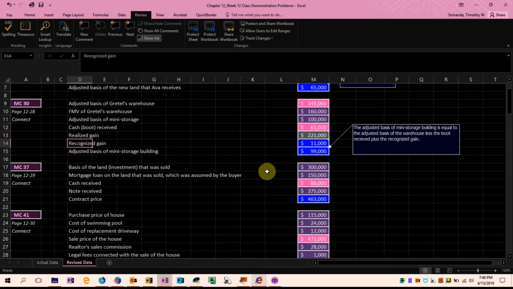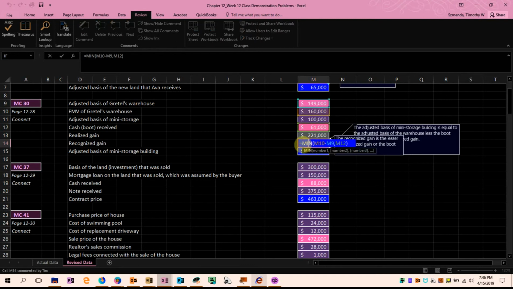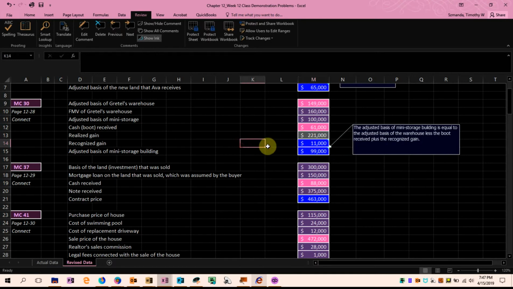So one of the first things I calculated then is, what is that gain recognition? And the gain recognition then will be the minimum of the gain on the transaction and the boot received. So we're going to compare $61,000 to the difference between $149,000 and $160,000. And the lesser of the two then is $11,000. So she will be taxed on $11,000. Again, the lesser of the gain or the boot received. In this case, the gain is less. The difference between $160,000 and $149,000 is only $11,000.